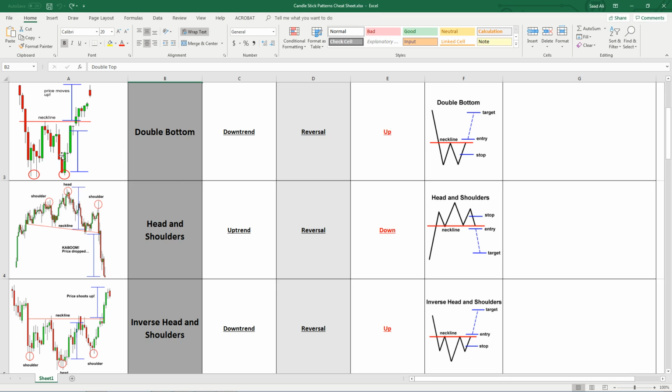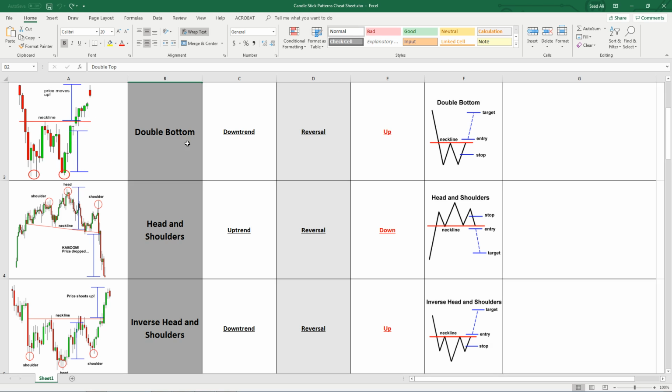So this is the pattern, it's called a double bottom. It forms in a downtrend. So you can see price was coming down, down, down, down, down, hit one bottom. This could have been around, say, support. So it had one bottom, came back up, had another bottom, and then price shot up. And that's what a double bottom is. So it forms in a downtrend, it's a reversal signal, and the next move was up.